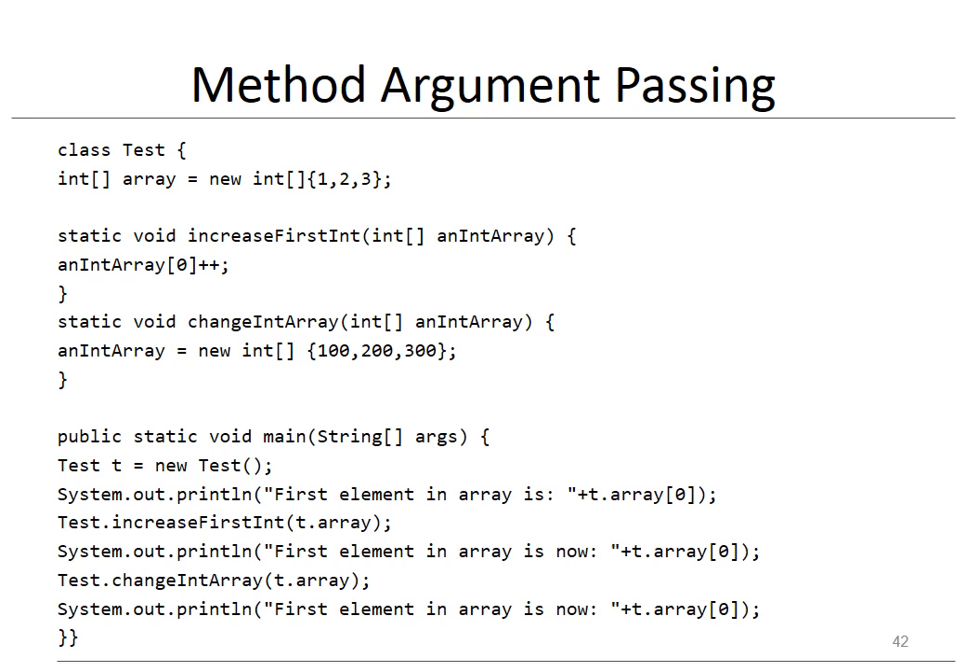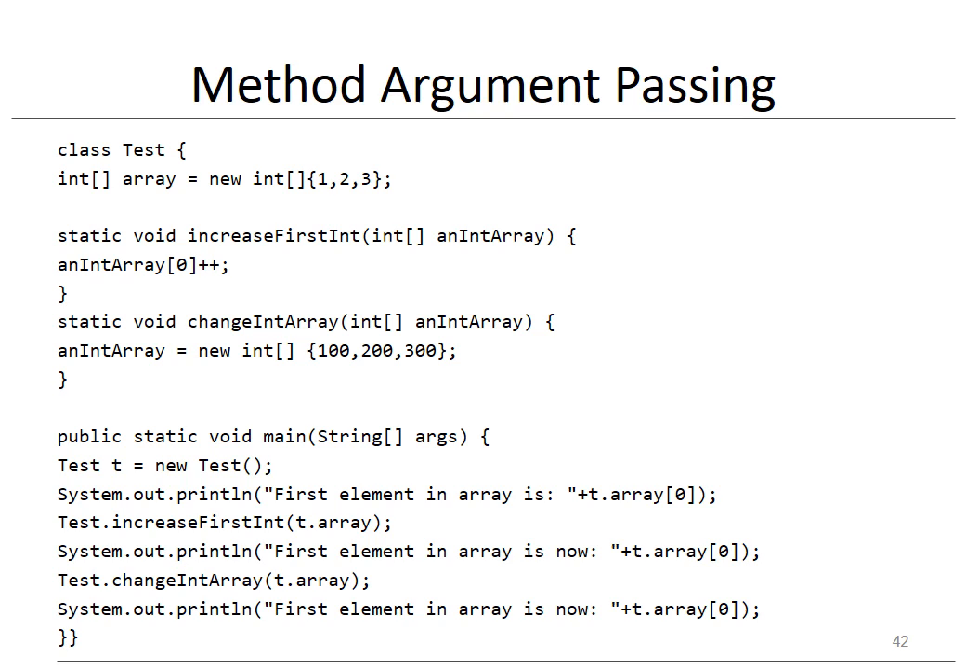Let's now zoom into the main method. We first create a test object t and print out the value at array position 0. Obviously, this is 1. We then call the method increaseFirstInt with t.array as its input argument. Remember, this means the memory address of t.array is passed to the method increaseFirstInt. In this method, the first element of the array at the given memory address is increased with 1 unit. If we then print out the value of the array at position 0 in the main method, you will see that it indeed has increased to 2.